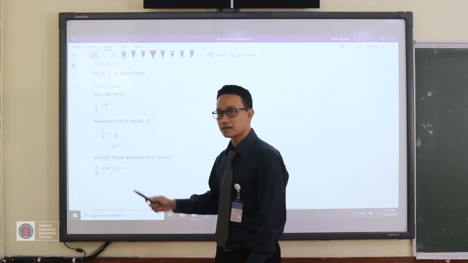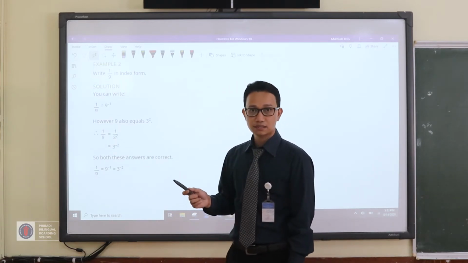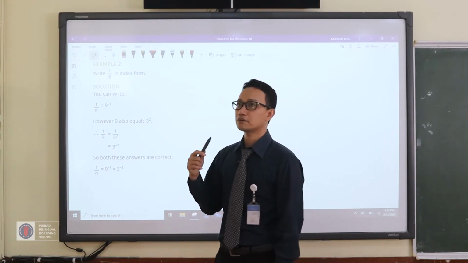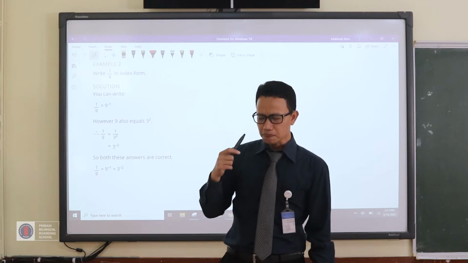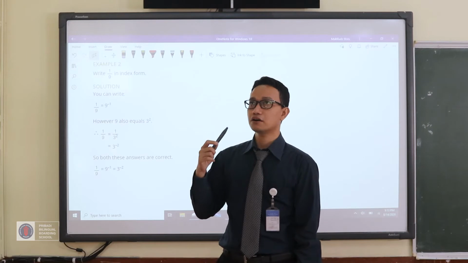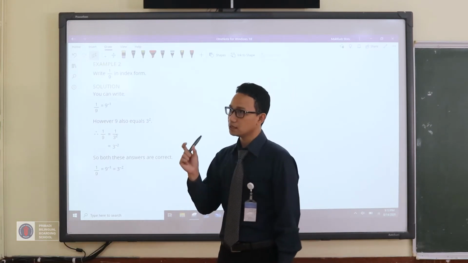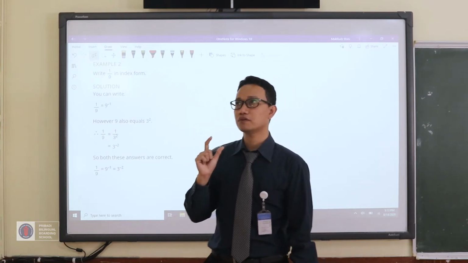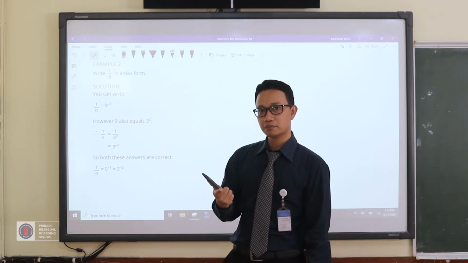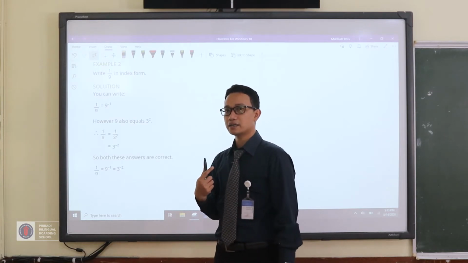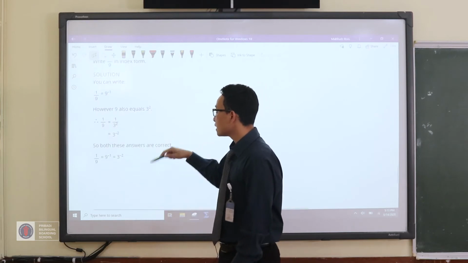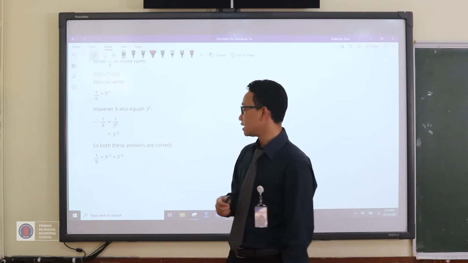However, 9 is also equal to 3 squared. Remember, we already studied factors before. The small factor, I forgot the name, the opposite of the composite. If you remember, you can remind me in the chat. So 9 also equals 3 squared.